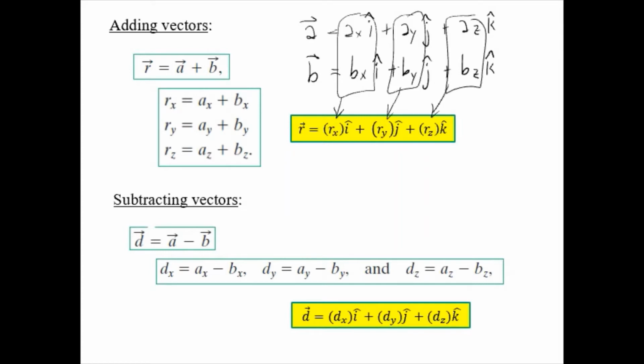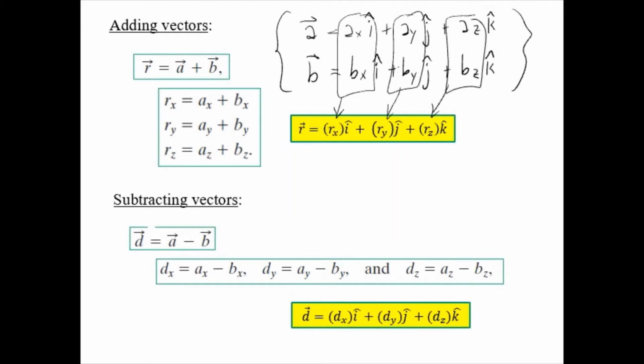I simply add up the i components. That becomes the i component for my summation vector, or my resultant vector. If I add up the y components, that becomes the y component for my resultant vector, which is the sum of the vectors. If I add up my z components, that becomes the z component for my resultant vector. So actually adding vectors together is pretty easy. You just stack them on top of one another like I did here, and then you just do a little bit of elementary school math, adding up the columns. It's that simple.